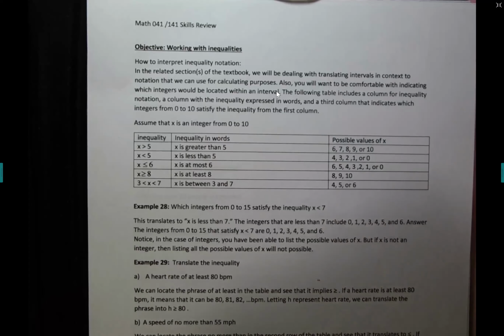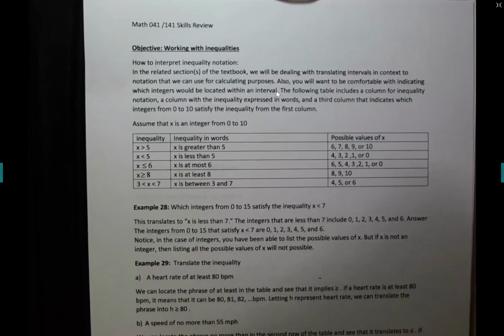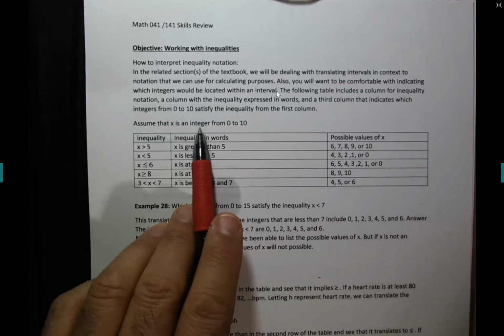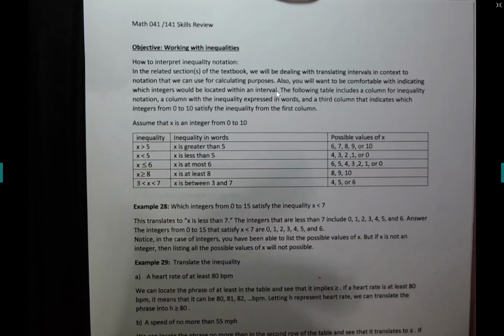Last semester when I did this, a student told me, Mr. Bazzi, what about 6.5? Isn't that bigger than 5? I said, yes, it is bigger than 5. But remember, x is an integer. It has to be a whole number. So we don't count decimals here, only whole numbers. Otherwise, if x is not an integer, I wouldn't be able to list the numbers. It would be infinitely many.